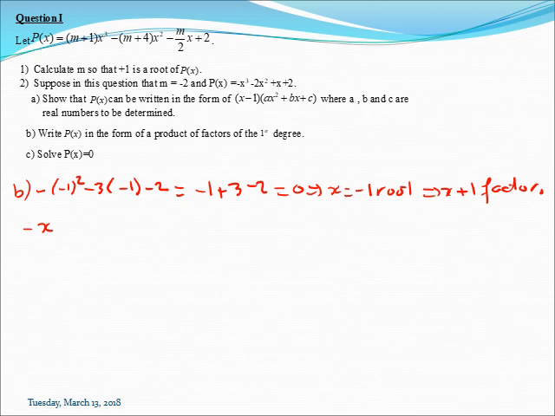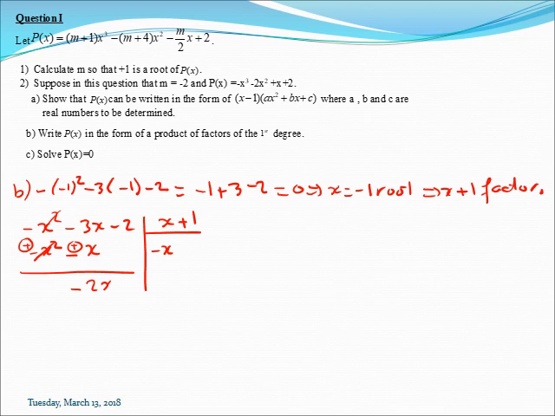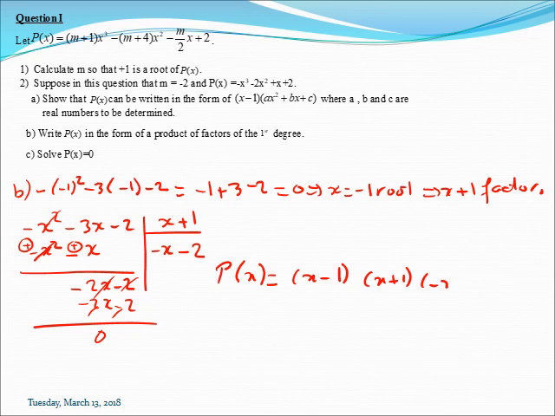Divide minus x square minus 3x minus 2 by x plus 1. Minus x times x is minus x square, minus x times 1 is minus x. Then minus 3x plus x is minus 2x, minus 2. Multiply by minus 2: minus 2 times x is minus 2x, minus 2 times 1 is minus 2. So the remainder is 0. Then we can write that p of x equals x minus 1, x plus 1, minus x minus 2.